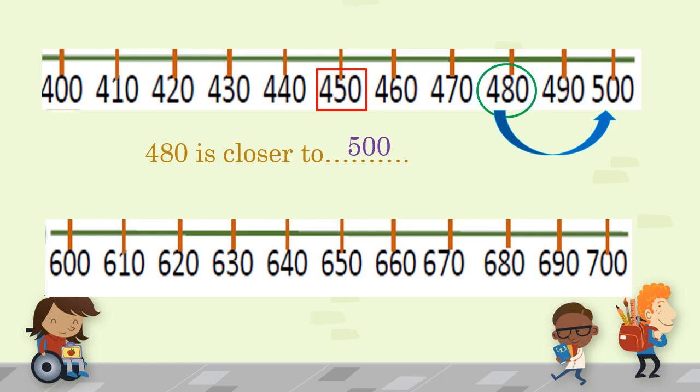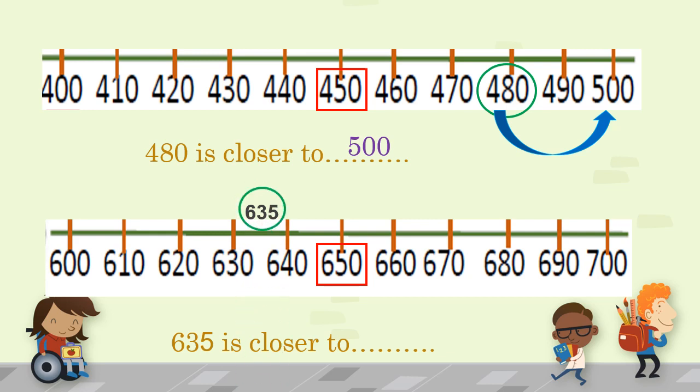Here our number line starts with 600, ends with 700. Now he's asking about 635. Where's 635 on our number line? First, let's circle our middle number. Yes, and then we put 635. Where is it here? Between 630 and 640. Put a circle around our number.